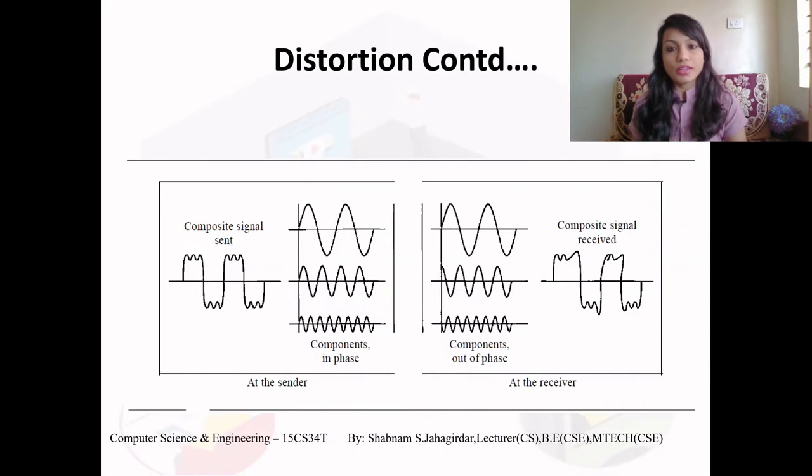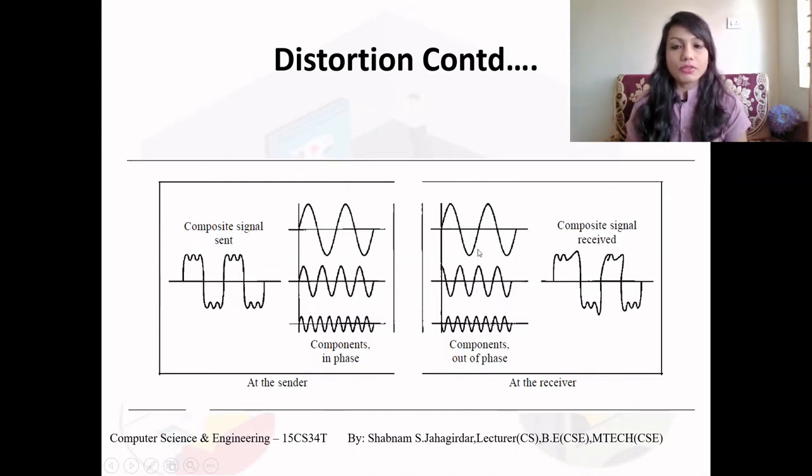So this is one example. As you can see, this is a composite signal. It has more than one simple signal, it is comprised of multiple simple signals. This composite signal can be broken down into three components: 1, 2 and 3. These are the components of this composite signal. So this is the actual signal sent, and it has three components at the sender.